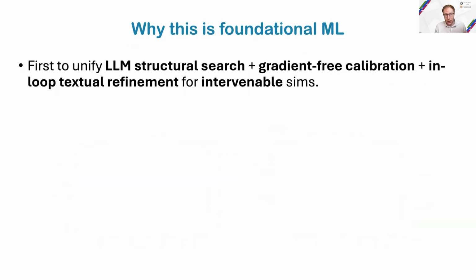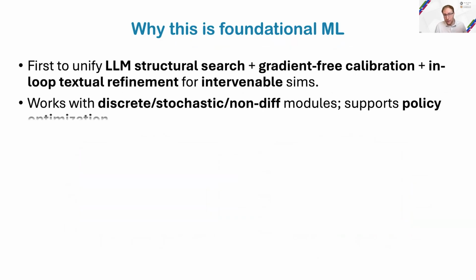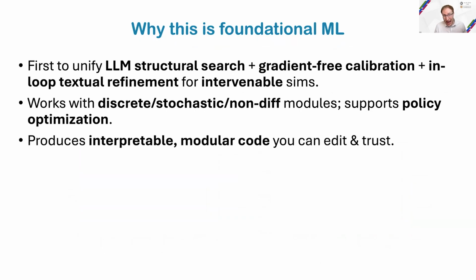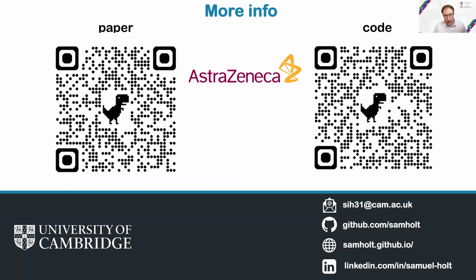So why is this really foundational today? We're really the first to unify large language model structural search, gradient-free calibration, and in-the-loop textual refinement for intervenable simulations. This works with discrete, stochastic, non-differentiable modules and supports policy optimization, and this produces interpretable, modular code, which you can edit and you can trust. So the paper and code is here, and I really hope this is very useful for many people.